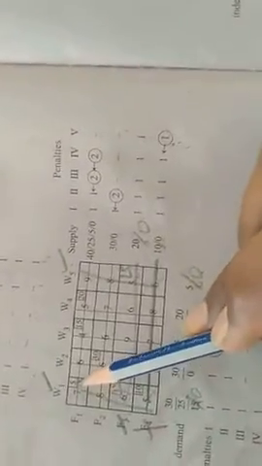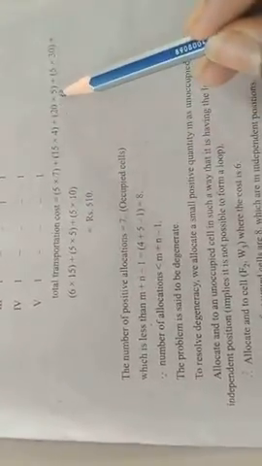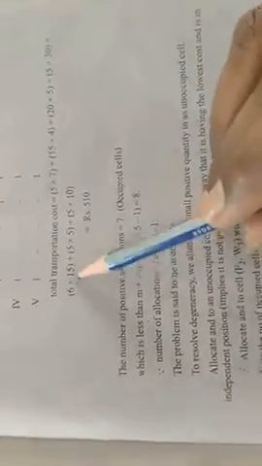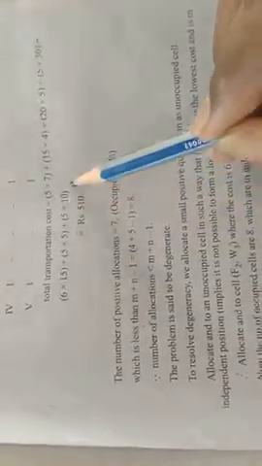Now we have to calculate the transportation cost by using the assigned cells. 5 into 7, 15 into 4, 20 into 5, 5 into 30, plus 6 into 15, 5 into 5, plus 5 into 2. We got 510. So this is the transportation cost of the transportation problem.